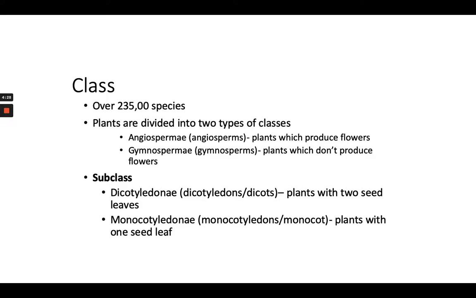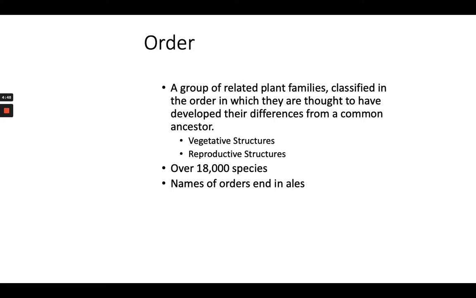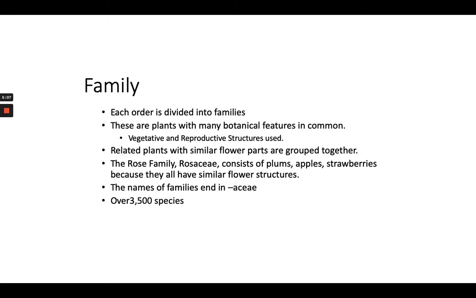And underneath the regular class, you have subclasses. So this is like a new clade or a subgroup. This is going to be the dicotyledons and the monocotyledons. These are plants with two seed leaves or plants with one seed leaf. And we haven't really touched on that a whole lot yet, but it's good that you get to start to familiarize yourself with some of the terminology here. An order is a group of related plant families classified in the order in which they are thought to have developed their differences from a common ancestor. So they have vegetative structures or reproductive structures, and there's over 18,000 species in this one. Names of orders tend to end in A-L-E-S.